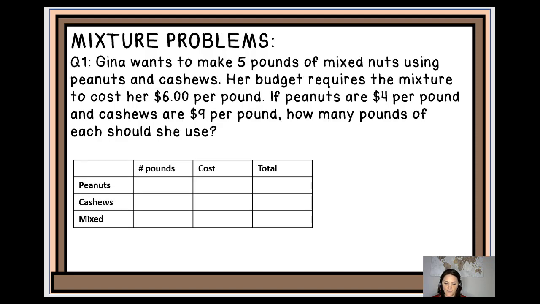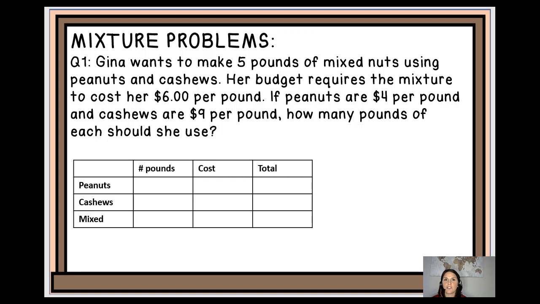The first question: Gina wants to make 5 pounds of mixed nuts using peanuts and cashews. Her budget requires the mixture to cost her $6 per pound. If peanuts are $4 per pound and cashews are $9 per pound, how many pounds of each should she use?